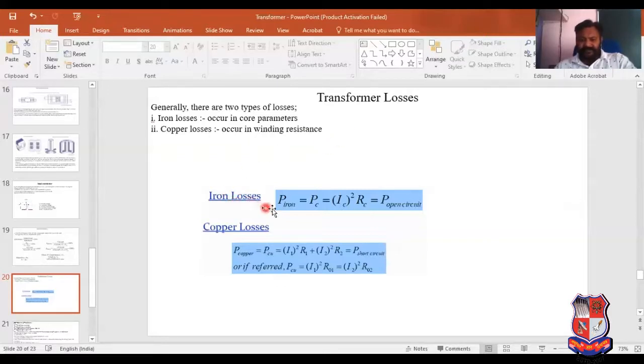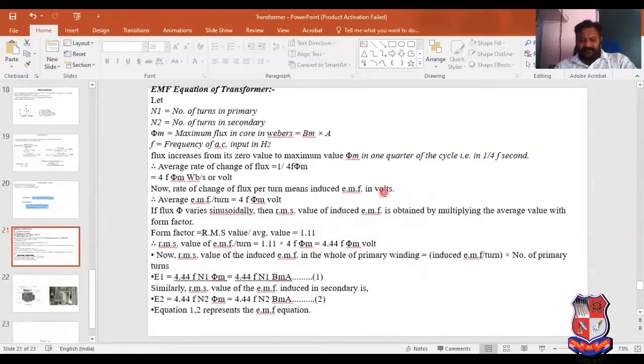Iron losses, P iron equal to PC, that is I square R losses, are also known as open circuit losses. When you do the open circuit experiment, you will get your iron losses. Another is copper losses due to windings. Copper loss is equal to I square R1 plus I2 square R2, that is short circuit. In short you can say I square R. So copper losses are here. In iron losses, there are two types: hysteresis losses and eddy current losses. We will learn that in the next chapter.